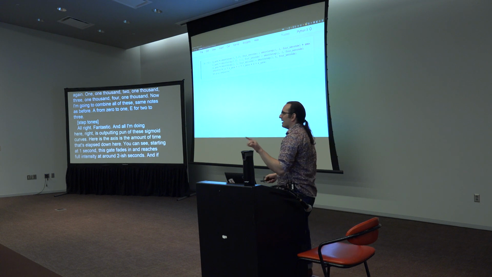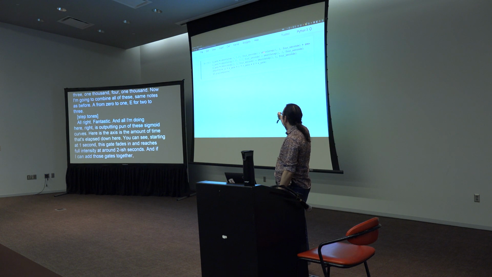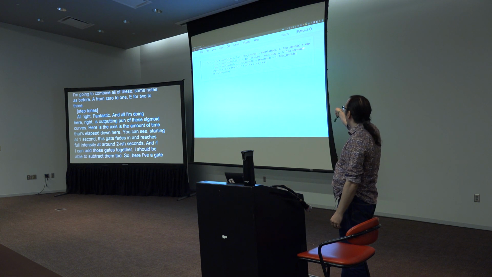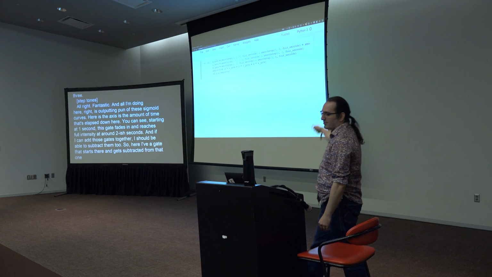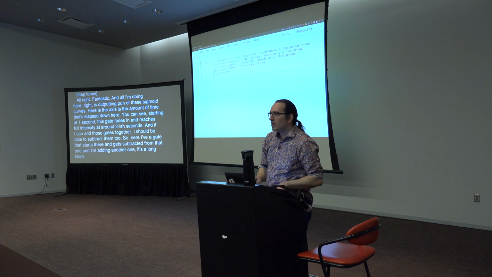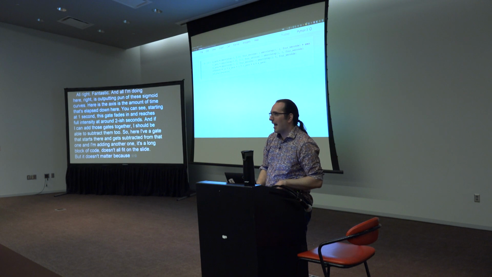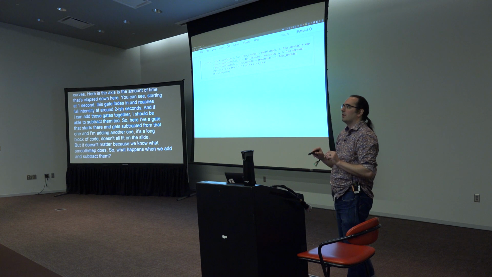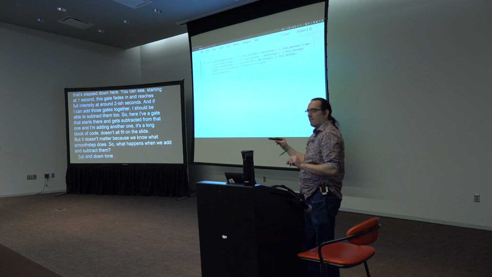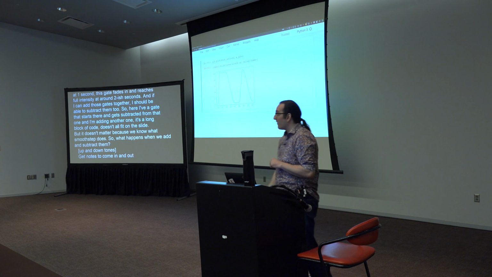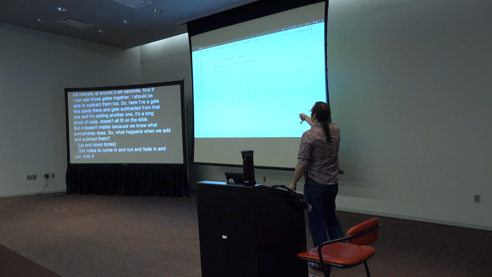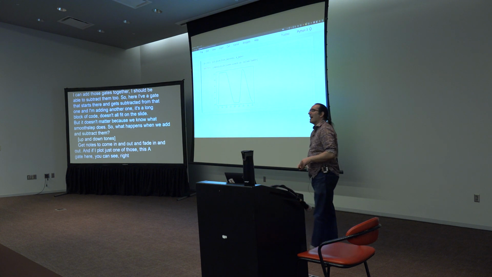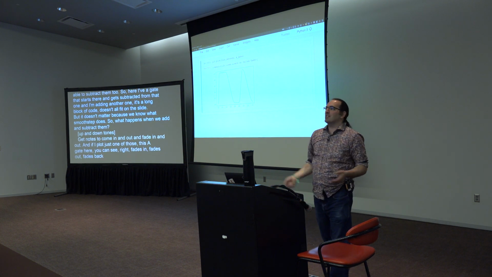And if I can add those gates together, I should be able to subtract them too. So here I have a gate that starts there, and gets subtracted from that one, and I'm adding another one. It's a long block of code. It doesn't all fit on the slide, but it doesn't matter because we know what Smoothstep does. So what happens when we add and subtract them? Get notes to come in and out and fade in and out. And if I plot just one of those, this A gate here, you can see it fades in, fades out, fades back in, fades out. We are composing with signals.